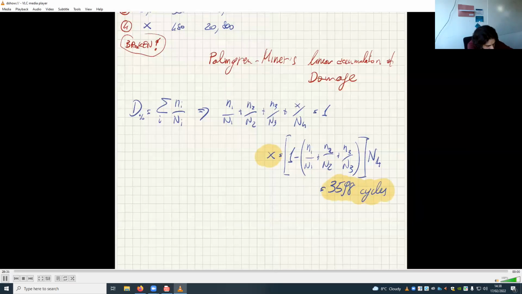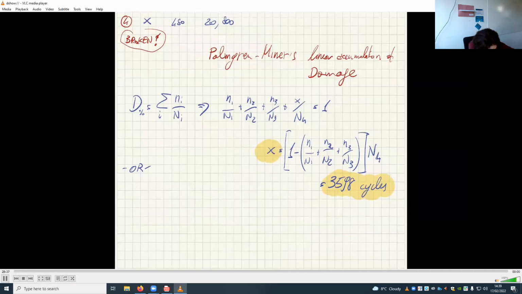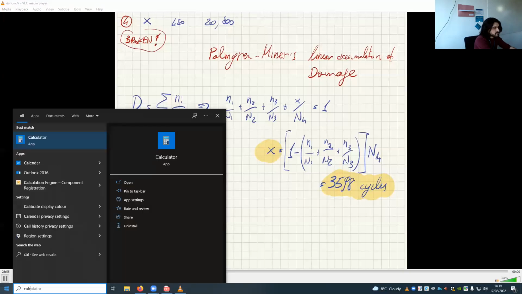Or, as I was saying, you do N1 divided by capital N1 plus N2 divided by capital N2 plus N3 divided by capital N3 equals how much? Well, we can check. Do this in a calculator.